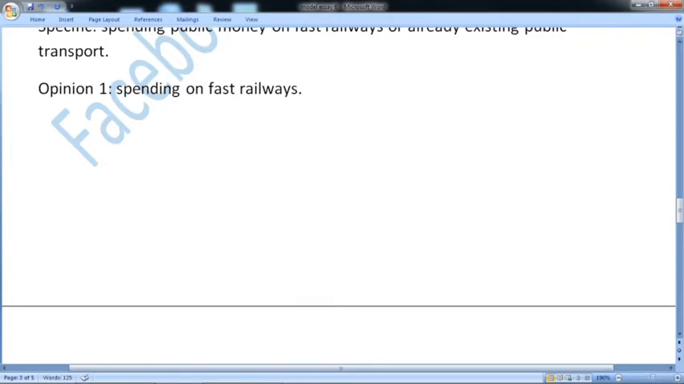Spending on fast railways. What can be the idea of spending? Why should we spend on fast railways? Number one, this is a modern way of transportation. It is faster.